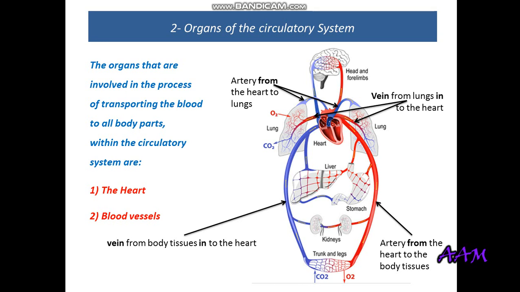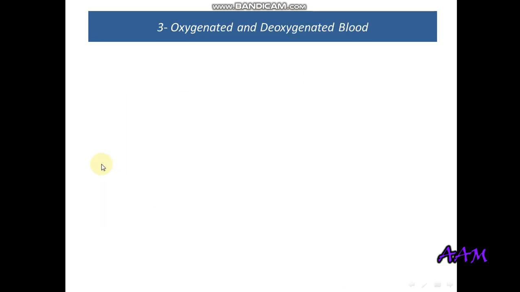Also the vein, from where they take the blood to where. Okay, that has nothing to do again with oxygenated and deoxygenated. No, it has to do only with from the heart or into the heart. From the heart, it must always be arteries. Into the heart, it must always be veins. Okay, this is one thing.